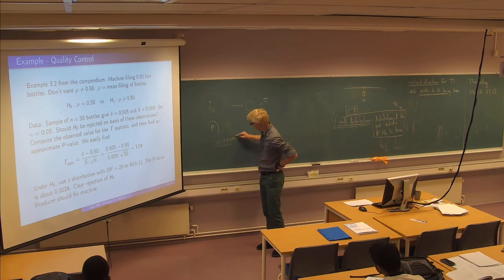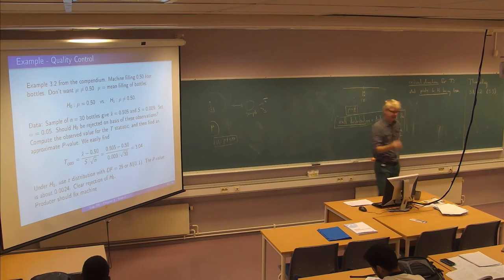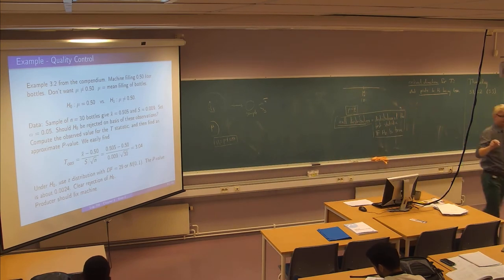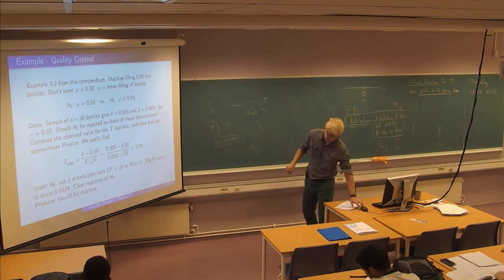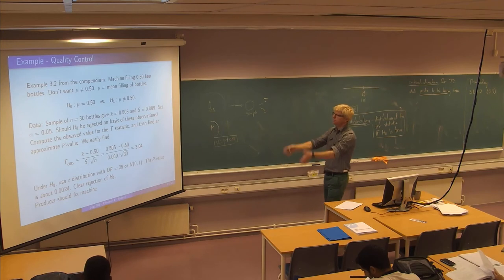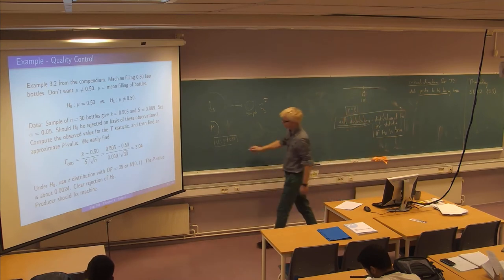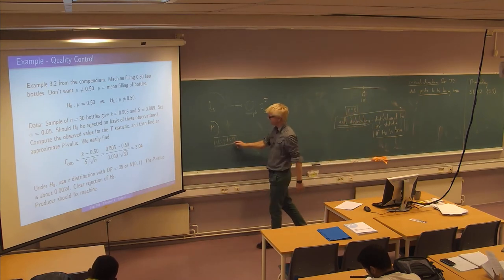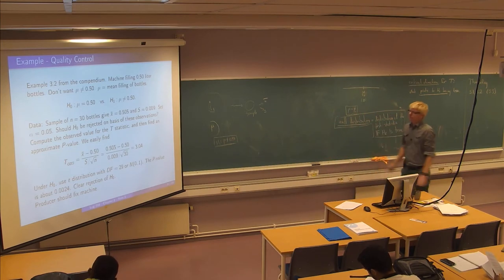And it's not filling at the correct average rate. And if data tells you there is evidence for this, you should take some action and fix the machine. So that would imply stopping the machine, stopping the production, looking for mistakes, and so on. So it's kind of a costly thing, and you would not want to do it unless you're pretty sure that it's correct, that it's not working well.